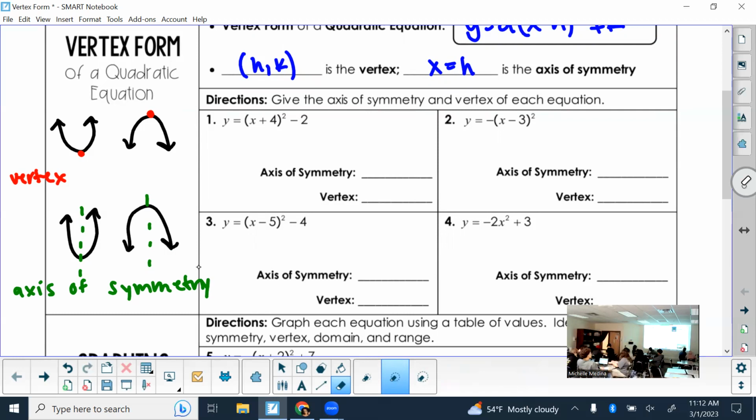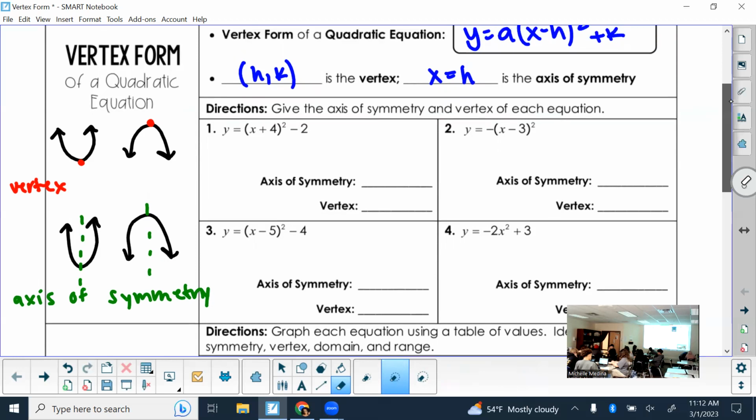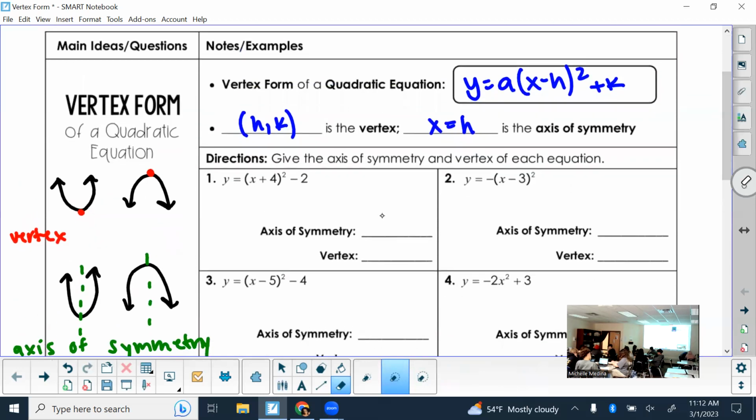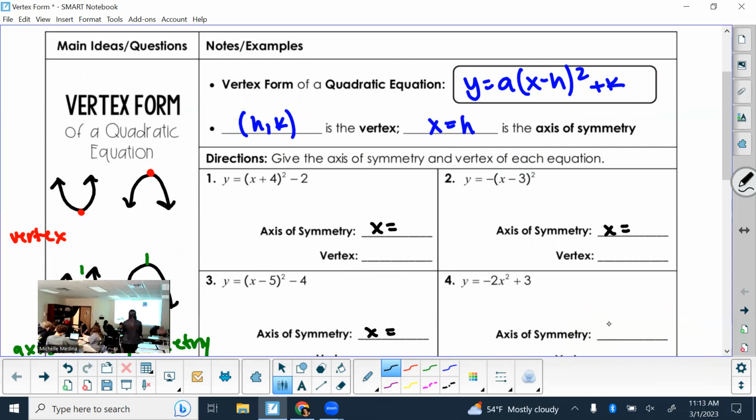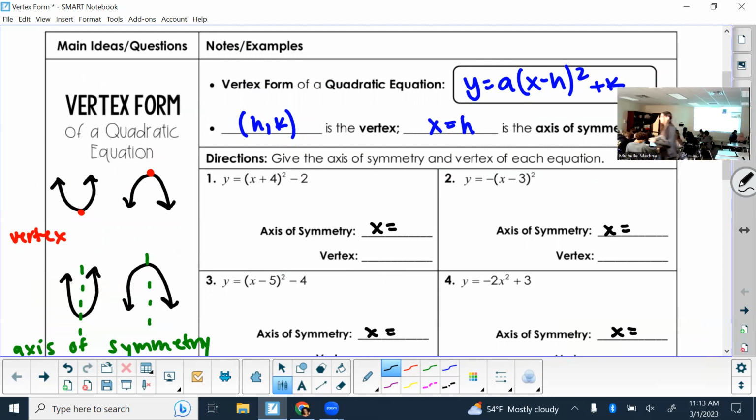All right. So then for the first problem, it's given to me in vertex form. It wants me to identify my axis of symmetry and vertex. Based on my formula here, that should be really easy. My axis of symmetry is always going to start with x equals, because it's supposed to be an equation of a vertical line. So that would be x equals, not y equals. It's going to try and trick you like that on your unit test. I'm telling you now, it has to start with x equals.